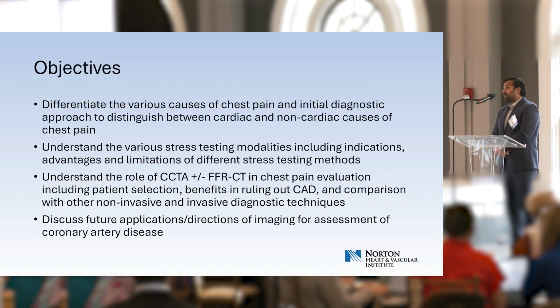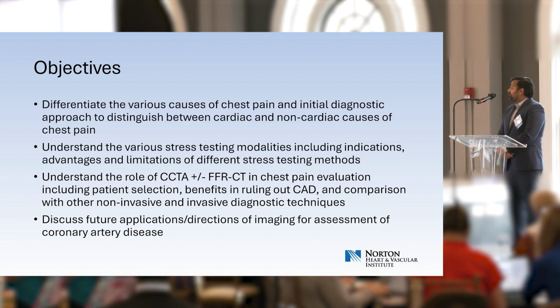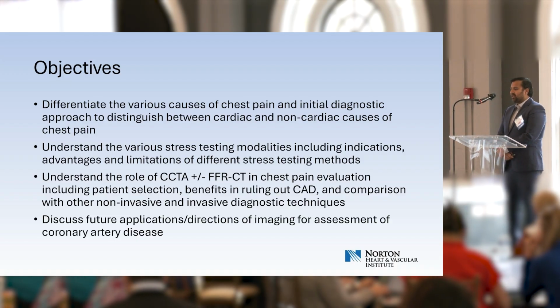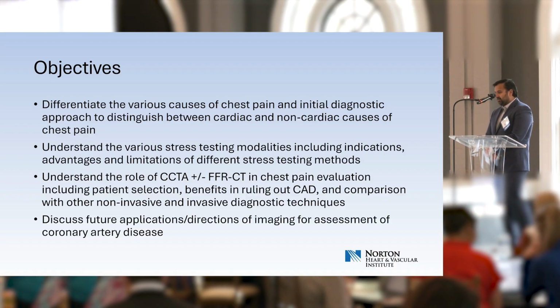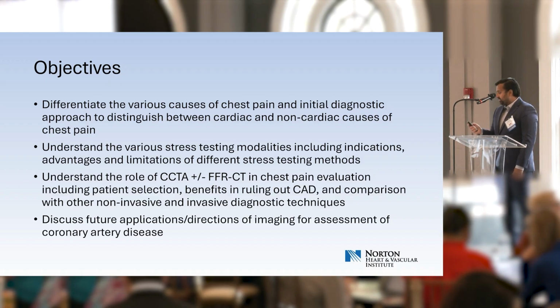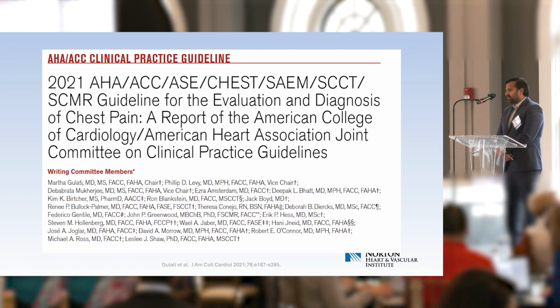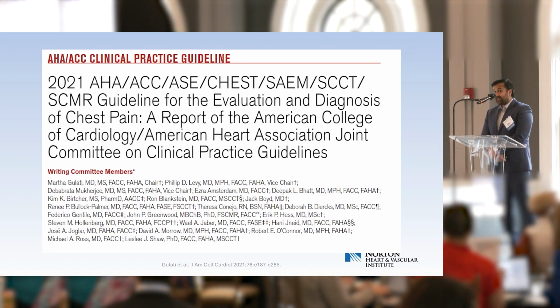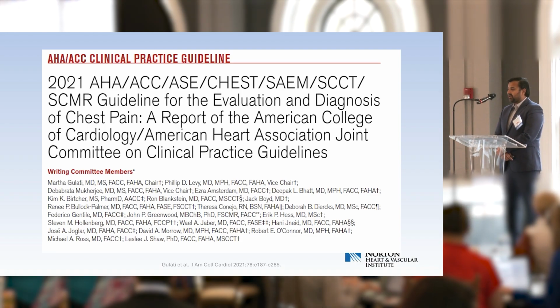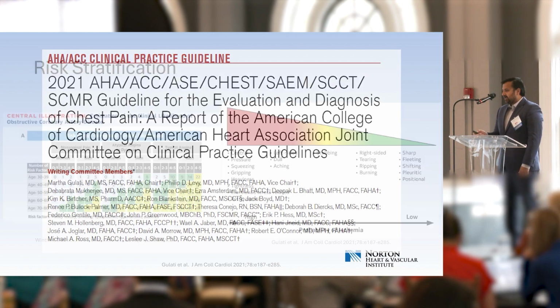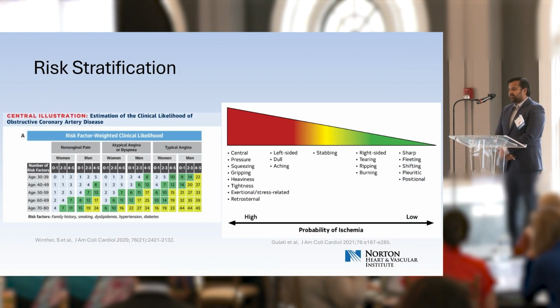Today we're going to talk a little bit about the outpatient evaluation of chest pain. We'll differentiate between different causes of chest pain, and understand the different modalities of testing, including stress testing and functional testing versus anatomic imaging with coronary CT plus or minus FFR CT. At the end, we'll talk briefly about the future applications and directions of imaging for the assessment of coronary artery disease as well. A lot of this talk is based off the 2021 guidelines for chest pain that were published in JACC. It's a very extensive and great document to review that goes a little more in depth than what I'm talking about today.